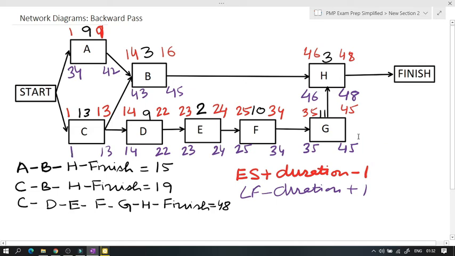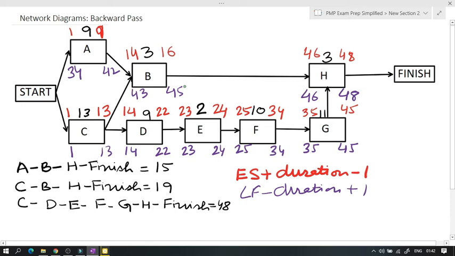So that's another way to know that you've done this correctly: along your critical path, the top number is equal to the bottom number. And if you were to subtract them, it will be 0. So that's another way to check that you have done your backward pass correctly.